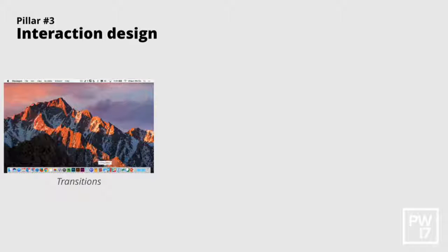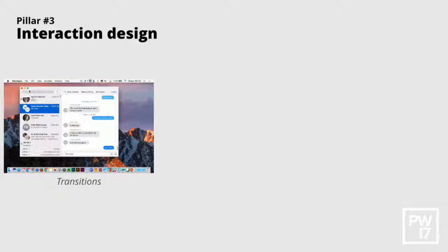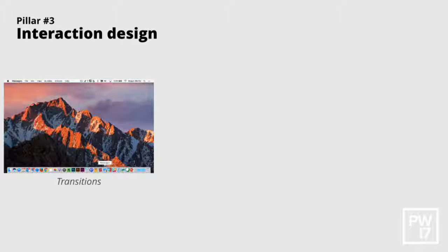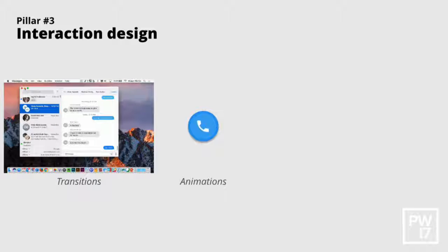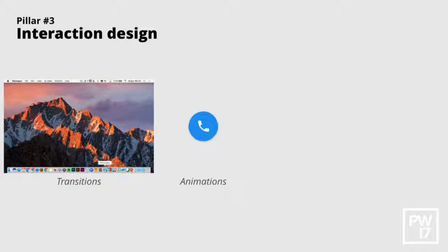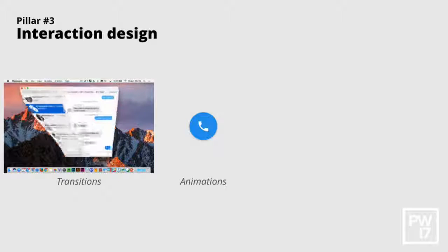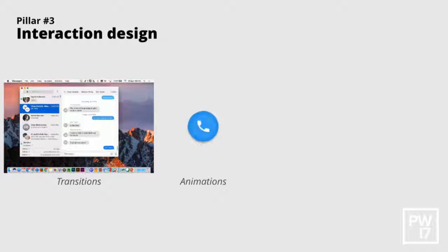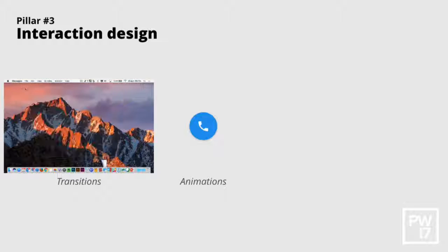And the first one is transitions. And look at this brilliant macOS transition. Without it, it's going to be almost impossible to know where this window has disappeared and how to retrieve it. And this very simple animation reveals so much information. We know that it's a button. We know that it's a phone call. We know exactly how to operate it. And the animation also draws our attention to it.